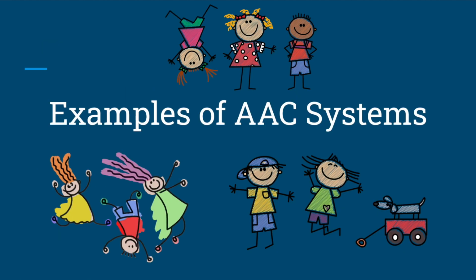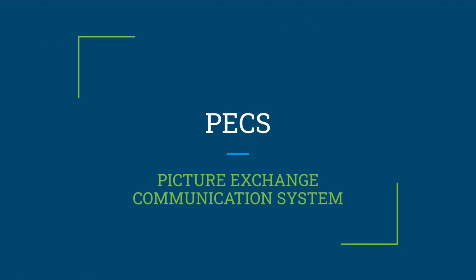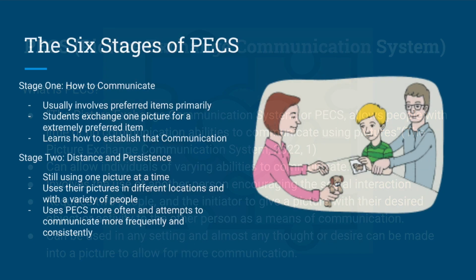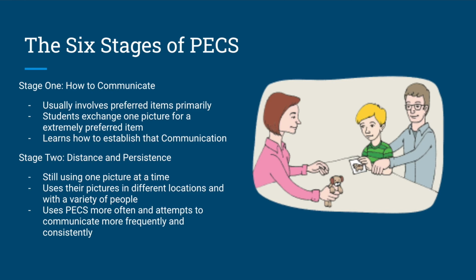Examples of AAC systems. So there is something called PECS, which is a shortened acronym for Picture Exchange Communication System. PECS, Picture Exchange Communication System, is a way in which individuals can communicate through using pictures. There are 6 stages of PECS.